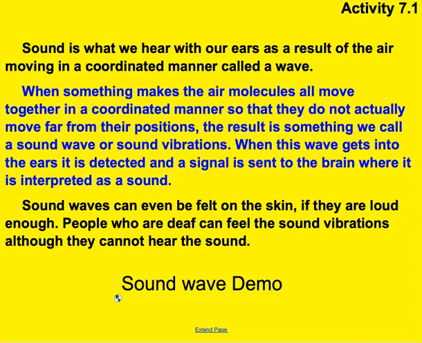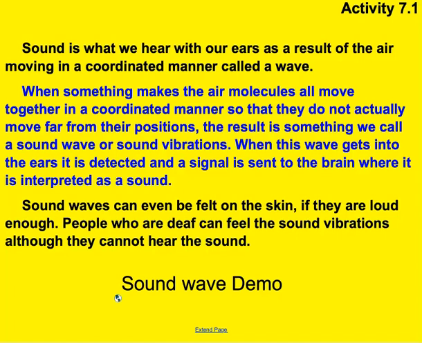So now we're in between. Those were the part 1 questions. And again, sound is what we hear with our ears as a result of the air moving in a coordinated manner called a wave, a sound wave. When something makes the air molecules all move together in a coordinated manner so that they do not actually move far from their positions, the result is something we call a sound wave or sound vibration.